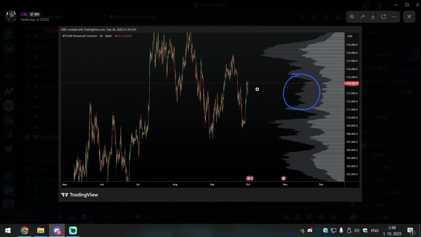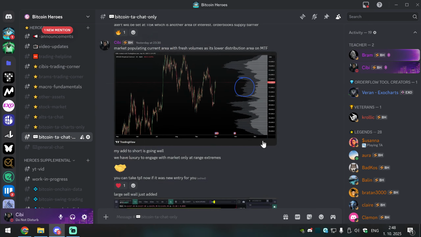Ultimately, where Bitcoin is right now, we are just filling volume in the lower volume nodes here, because you see we are missing volume from 112k up to 115,000. So it's not a problem for Bitcoin to range here for longer.